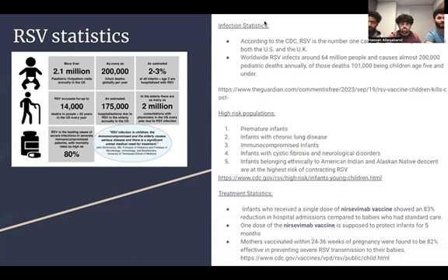So some stats about RSV. It kills around 200,000 people annually, with 101,000 of those being pediatric deaths, age 5 and under. Some high-risk populations include premature infants, immunocompromised infants, and infants of American Indian or Alaska Native descent. Some treatment statistics include that 83% of those that receive vaccines are not hospitalized, and mothers that receive vaccines have a reduced transmission rate of 82%.